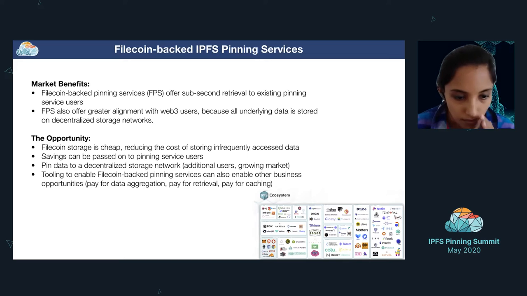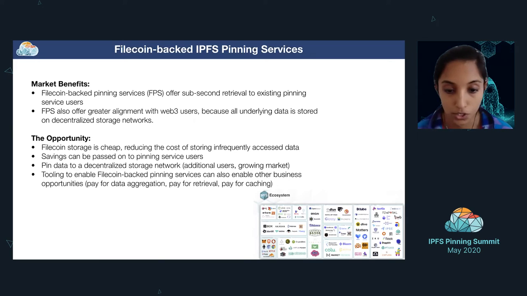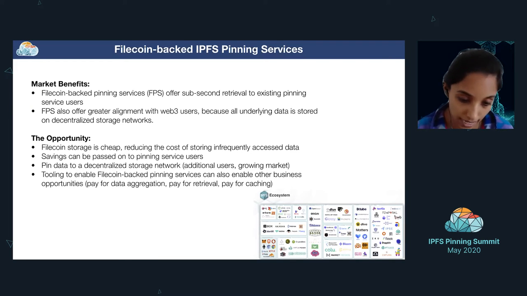Another benefit is that a lot of the tooling that's needed to enable these Filecoin-backed pinning services is also needed to enable other business opportunities. These are some that Juan will talk about later, but in particular, if you are able to batch data that needs to be stored in the Filecoin network, this can be a useful service that you could expose to users as well. We think of that as charging for data aggregation services. We know that most pinning services today don't actually charge for retrieval, but Filecoin has payment for retrieval baked in, and a Filecoin integration could allow for charging for retrieval pretty naturally for pinning services. And the third is, if you're able to develop intelligent caching strategies, caching as a service, or charging users for caching services, could be another opportunity to explore.